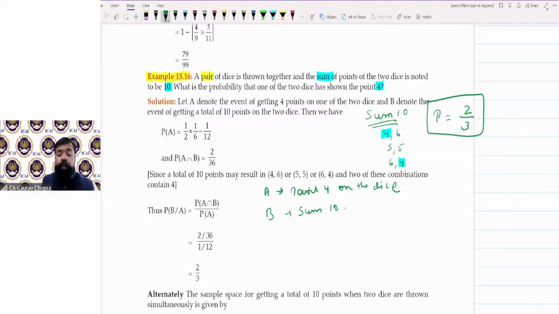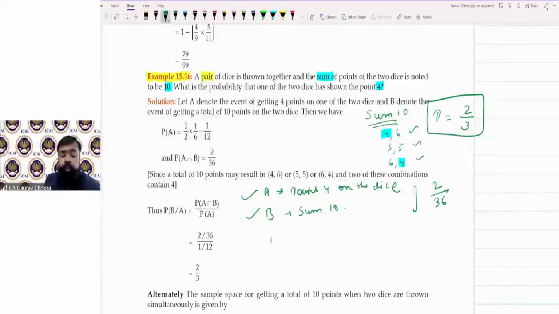So, what is common between them? If we see the point 4 and sum 10, what is the common portion between them? As we have done, there are 3 cases. So we can write, out of the total 36 outcomes, there are 2 cases in which both conditions are satisfied: the dice has number 4 and the sum is 10. So it will become 2 by 36.